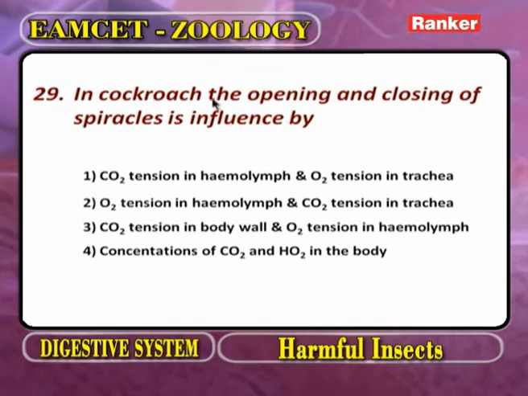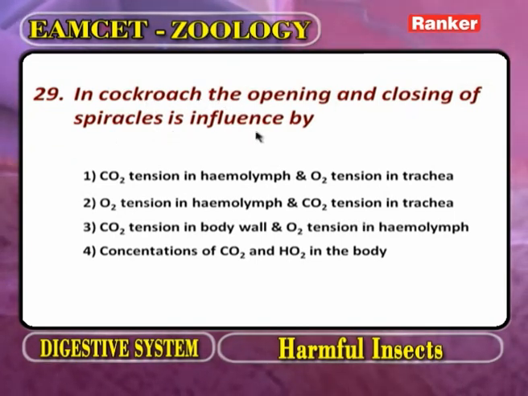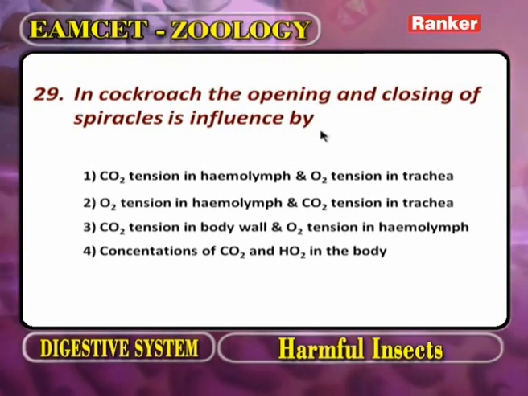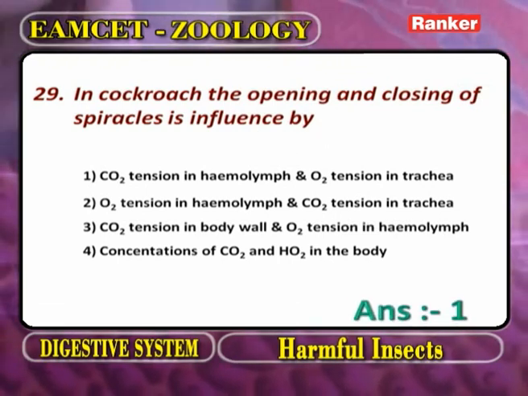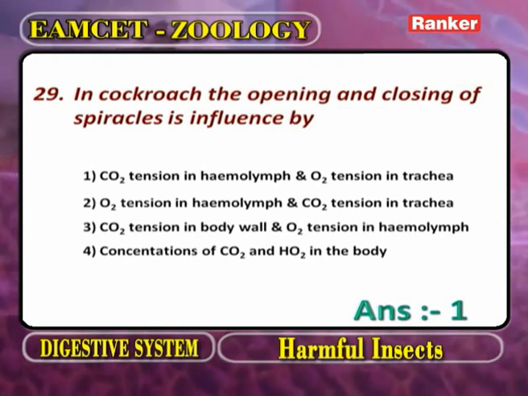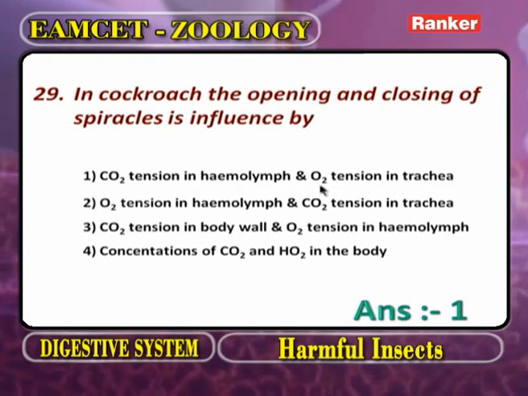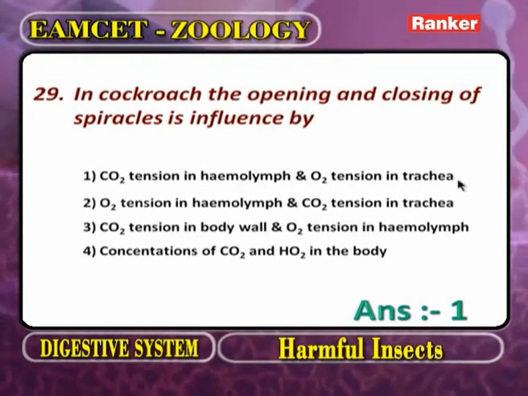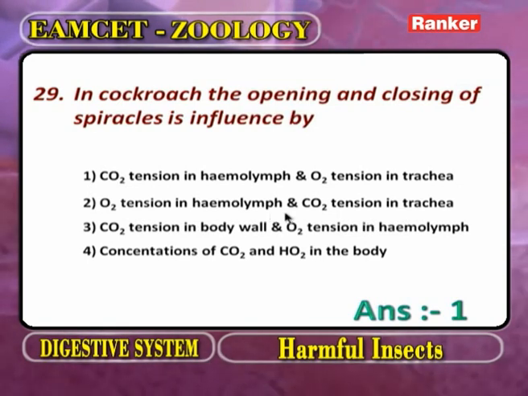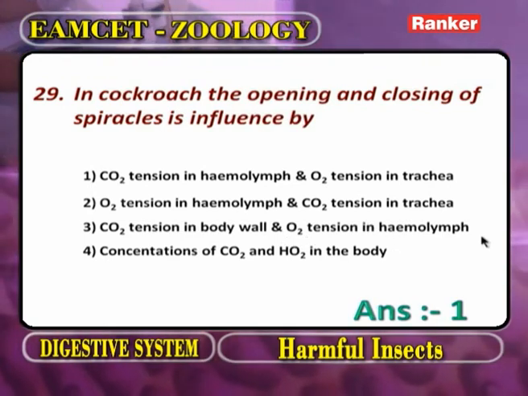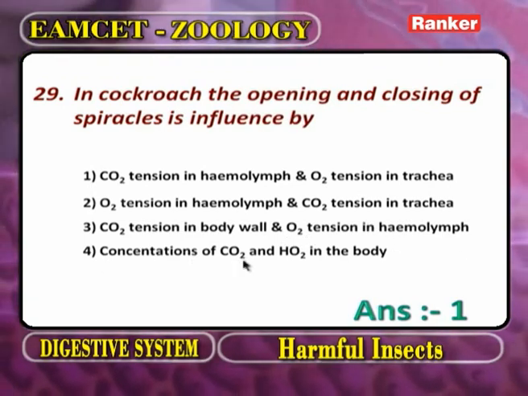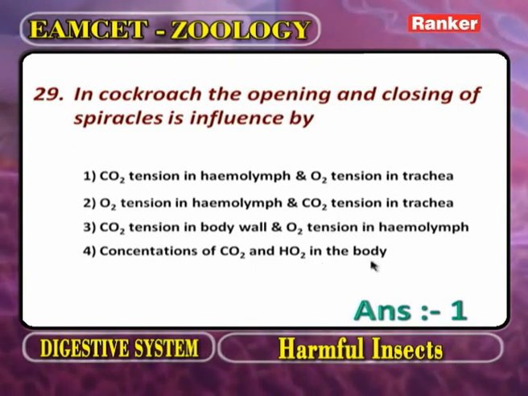In cockroach, the opening and closing of spiracles is influenced by. For this question, we have to explain two answers. In the given options: carbon dioxide tension in the hemolymph, oxygen tension in the trachea, oxygen tension in the hemolymph, carbon dioxide tension in the trachea, carbon dioxide tension in the body wall, oxygen tension in the hemolymph, concentrations of carbon dioxide and oxygen in the body.